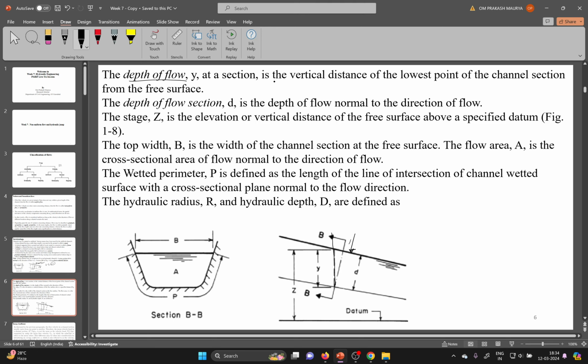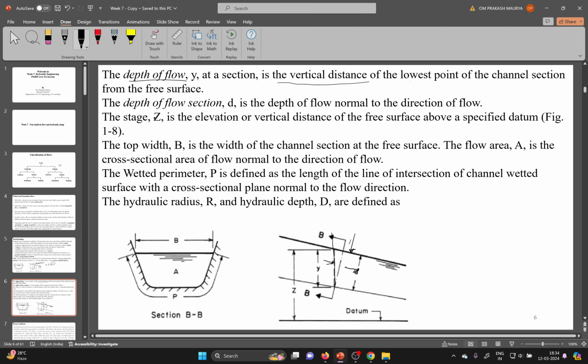So here it is written, the flow depth is the vertical distance of the lowest point of the channel section from the free surface. That is a vertical distance, but the depth of flow D is the depth of flow normal to the direction of flow. It should be normal. This is not normal. If you take it at some angle, that is not normal; normal means 90 degrees. So this is all.